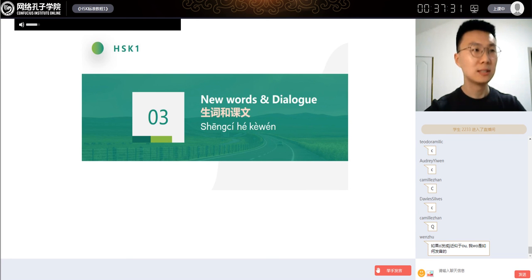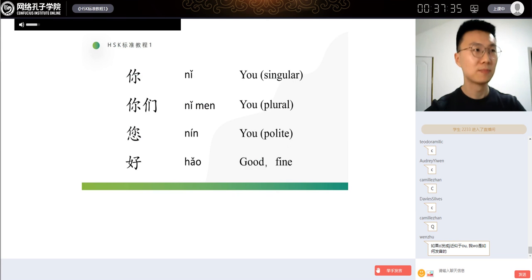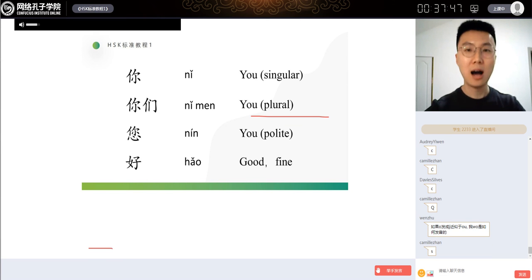Now let's learn some more new words. 你 means you. It's singular. You, 你, only one person. And this one, 好, it means good, fine, 好.